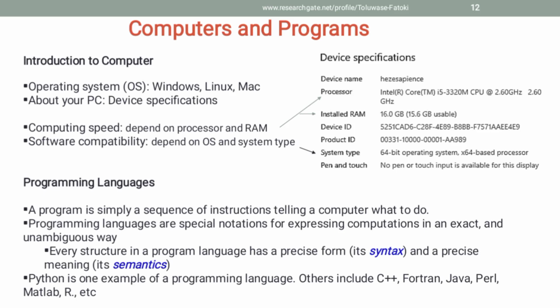Then number two, you have to know about your PC. That is the specification of the device, the laptop or computer that you are using for your bioinformatics analysis. When you talk about specification, you have to know the processor and the RAM, which is the random access memory. The computing speed depends on the processor, then the size of the RAM, and then the software compatibility. That is the software that you can install on your computer. It depends on your device specification and majorly on the operating system that you are using.